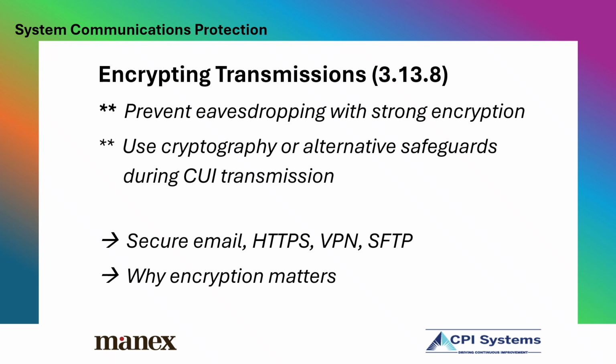3.13.8 is about encrypting CUI on the move. Anytime a transmission is involving CUI, it must be encrypted primarily or use an alternative safeguard. This involves secure email, HTTPS, or VPN, or a secure file transfer protocol. In our example, Sam sends CUI files to a subcontractor. Malone ensures the transfer uses Secure File Transfer Protocol, or SFTP, or a Secure Shell Transfer, SSH, with strong encryption.